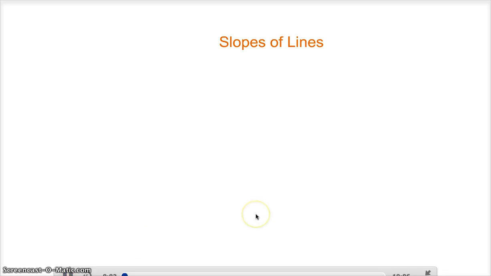Alright, our next video is slopes of lines. You should have a foldable already made. I'm not going to be showing my foldable on here, but we already have stuff glued in the foldable, so you need to follow along to what I'm saying so you can make sure that you do the foldable correctly.